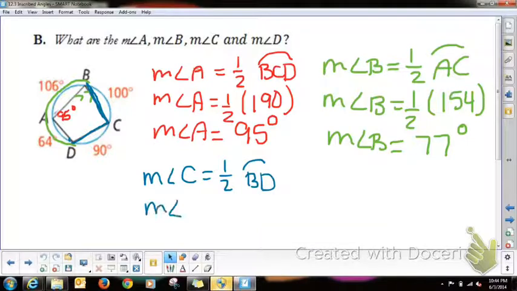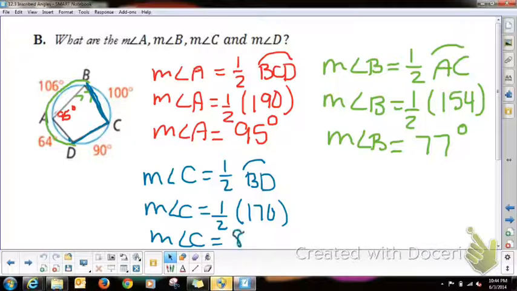And so the measure of angle C is equal to 1/2 of 106 plus 64, 170. So the measure of angle C is equal to half of 170, which is going to be 85 degrees. So angle C is 85 degrees. And then finally, angle D.